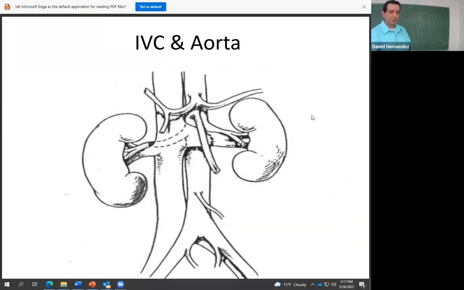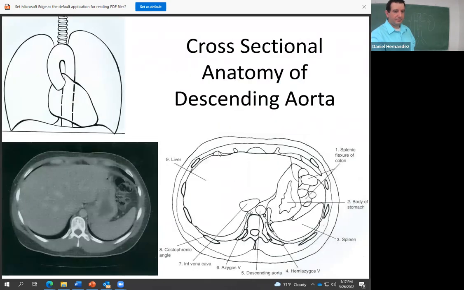IVC and aorta, just the relationship between the two side by side. And just a little cross-sectional anatomy for the descending aorta.